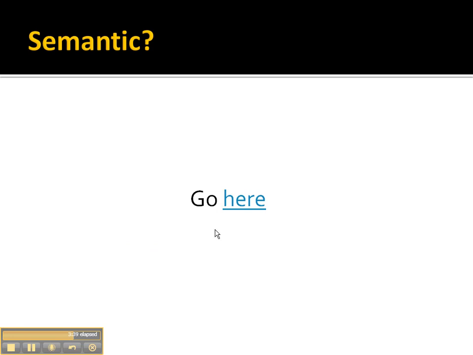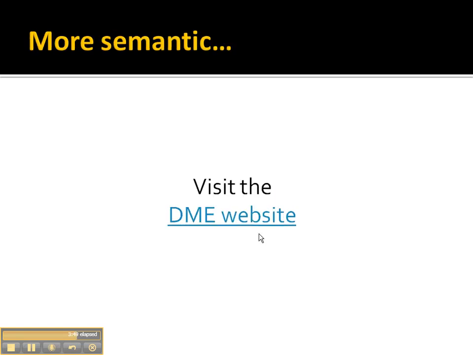This is the way that we used to do links in the past. Go here. Or it says, for more information, visit here, or click here, or something. And that doesn't really make much sense. Where is here? Well, if we use something like visit the DME website, and that particular text is underlined, and we know it's a link, you can see that it changes to a hand cursor, then it's more semantic because it means exactly what we're going to be clicking on and linking to.